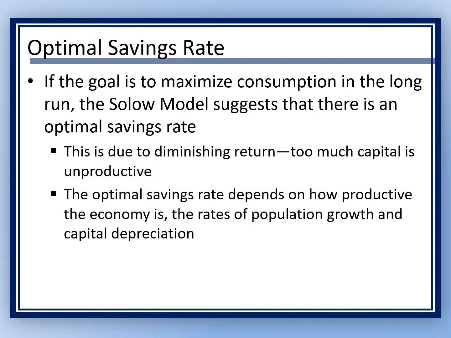Why would you need 4 laptops when 1 would already be sufficient? With 4 laptops, you have more things to break down. So the optimal savings rate depends on how productive the economy is, the rate of population growth, and capital depreciation.